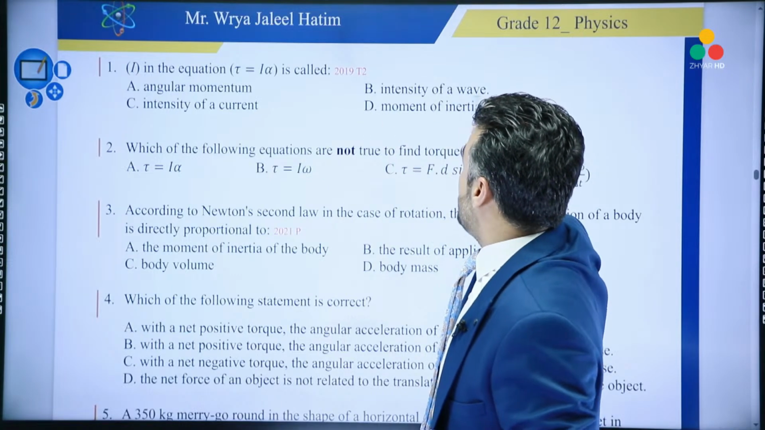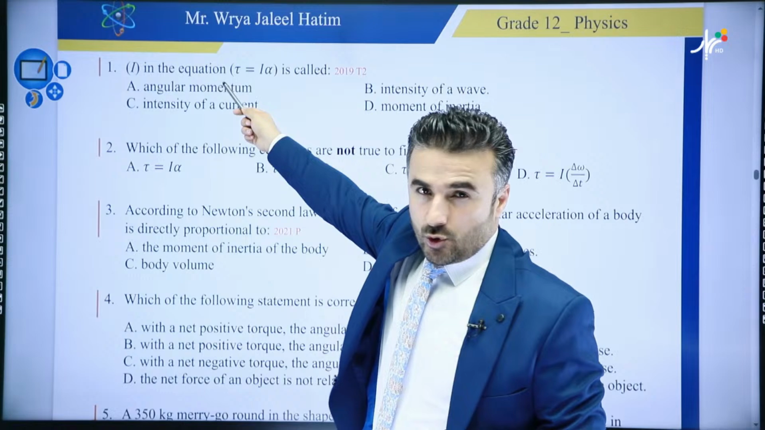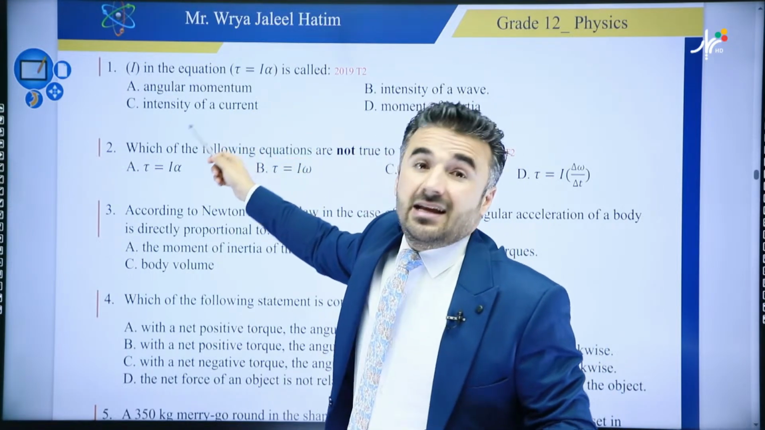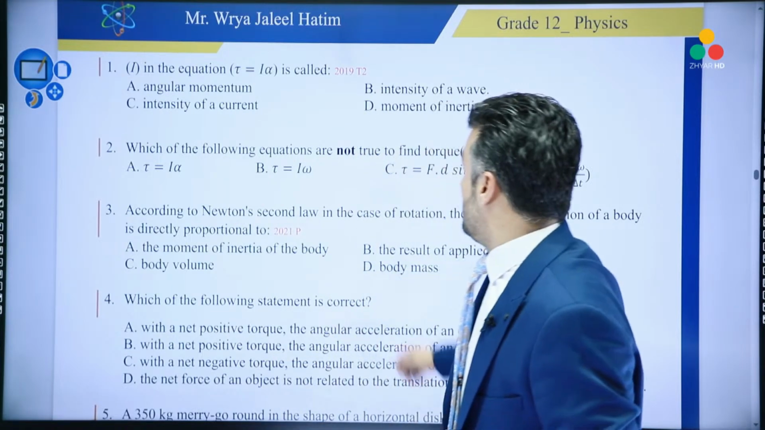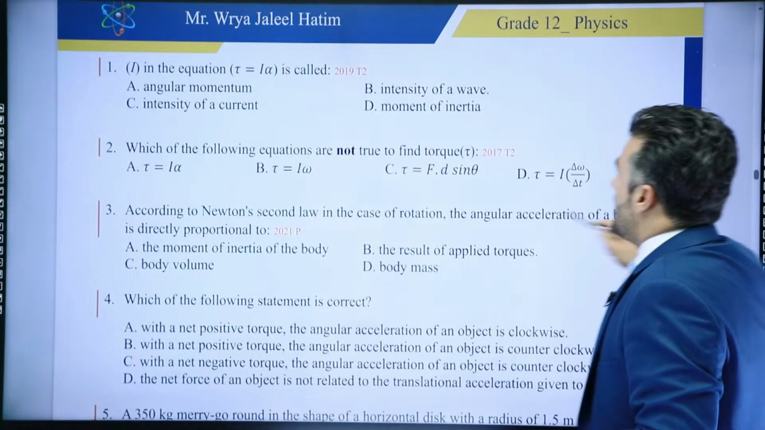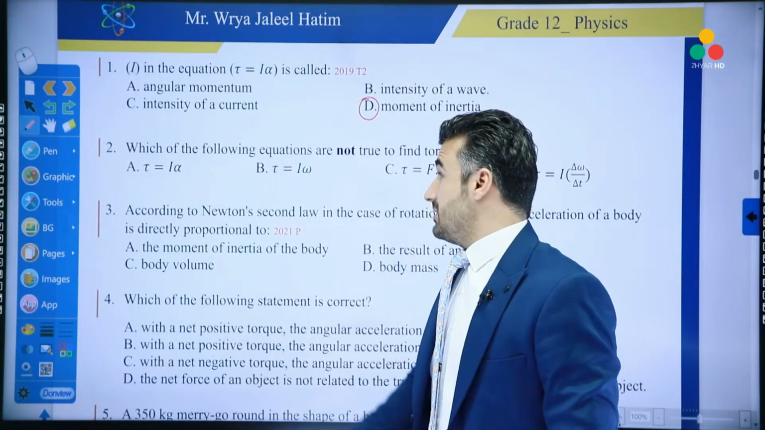And then the intensity of a wave, that is not it, because we have net torque, so there is a rotation. Is it the intensity of a current? Again, no, current is electricity, and this is mechanical rotational motion. And then moment of inertia, and of course the correct answer is moment of inertia, and that is option D.